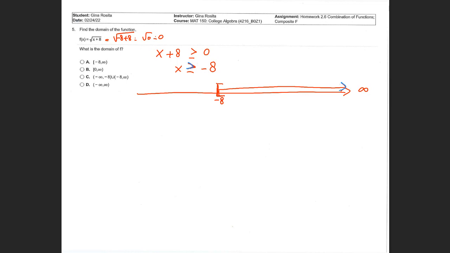So now the domain of f, this is a bracket, just follow that one: negative 8 to infinity, open, because infinity is always open. Yeah. So now go to the next one.